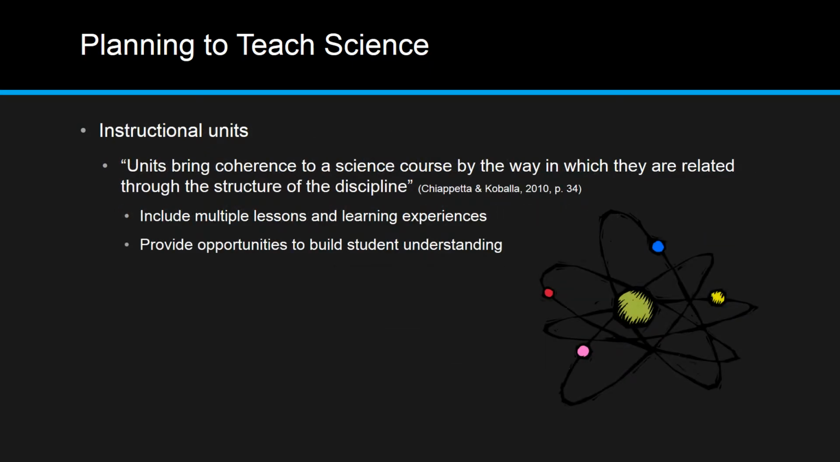We'll begin by examining instructional units. Part of the backwards design process, or thinking about the end outcomes of a course and planning backwards, involves creating instructional units. As Chiappetta and Koballa 2010 state, units bring coherence to a science course by the way in which they are related through the structure of the discipline. In other words, units are important as they link the smaller components of the course, such as lesson plans, to the big picture. Thus, units will include multiple lesson plans that utilize multiple learning opportunities, all with the intention of providing students with opportunities to build understanding.